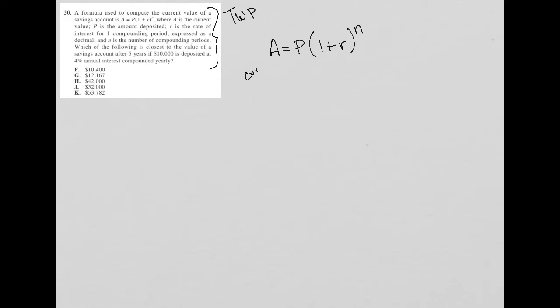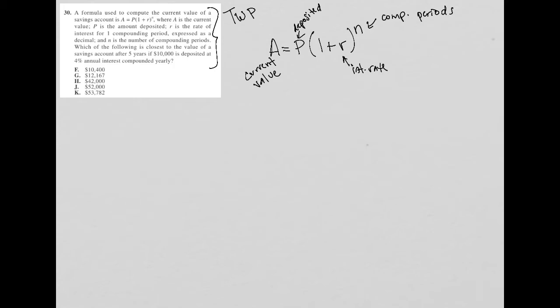So current value. P is the amount deposited. R is the rate of interest, right? So this is our interest rate. And n is the number of compounding periods, right? So compounding periods. Expressed as a decimal.